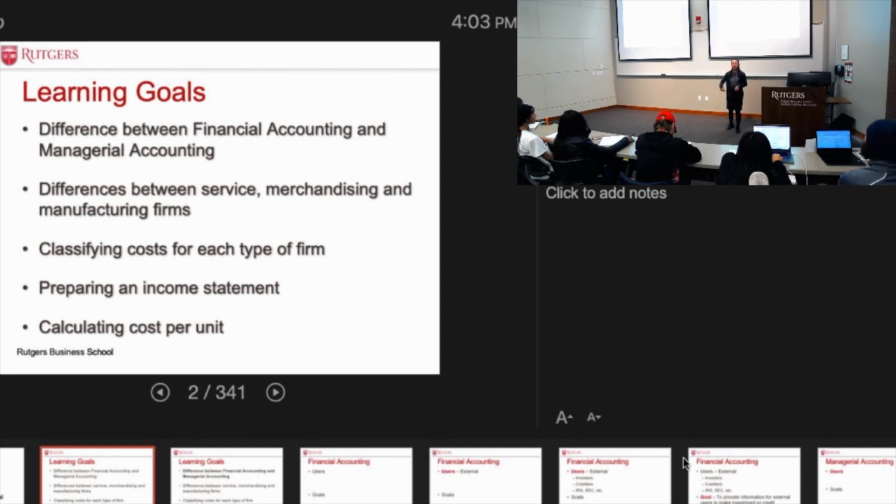And the third one is very important for the whole semester, which is cost classification, and it's the foundation for your later chapters. And then we are going to review a little bit about the income statement and how we prepare an income statement for the 3 types of firms, right? And then we are going to calculate cost per unit.